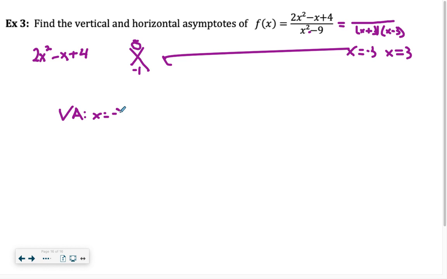And then my horizontal asymptote, in this case, the degree of the numerator and the degree of the denominator are the same. They're both squared, which means my horizontal asymptote is y equals leading coefficient over leading coefficient. So that would be 2 over 1, or just 2. So my horizontal asymptote here is y equals 2.